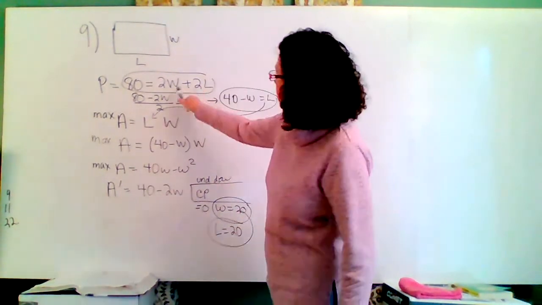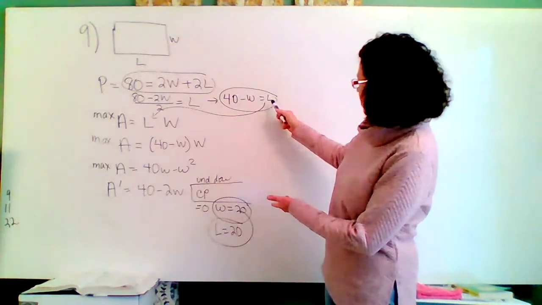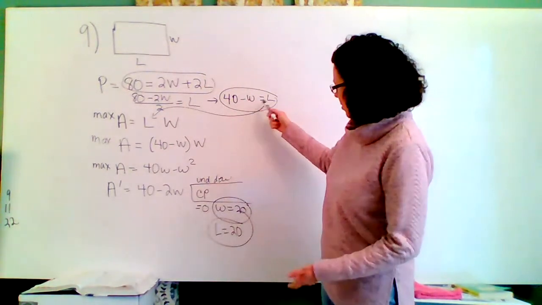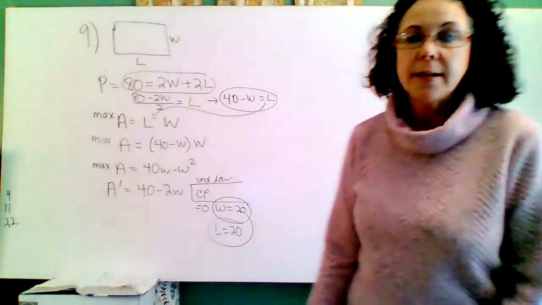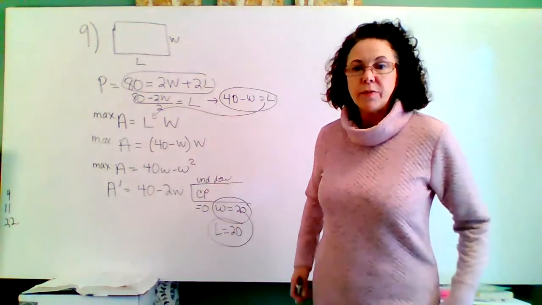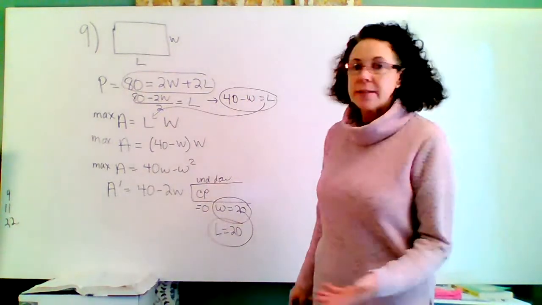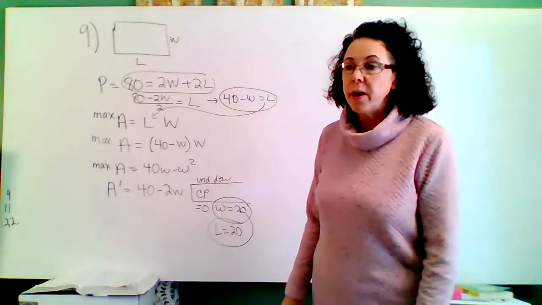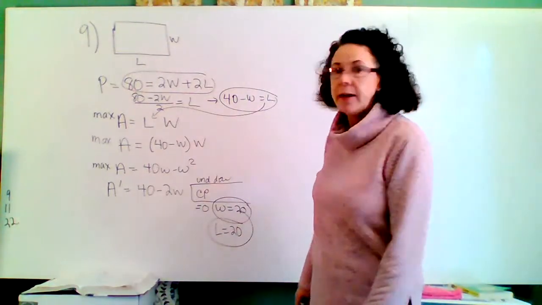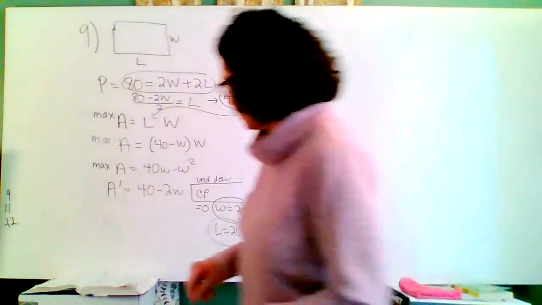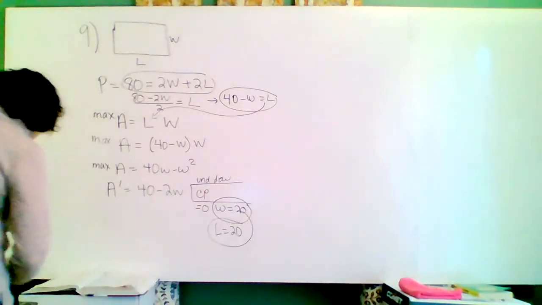When I put a W in, 20, 40 minus 20, I get my 20. Again, not a surprise that it comes out to be a square. Whenever you are trying to maximize, making a regular figure where all sides and angles are equal is what will maximize area and minimize perimeter. Okay, so that was number 9.